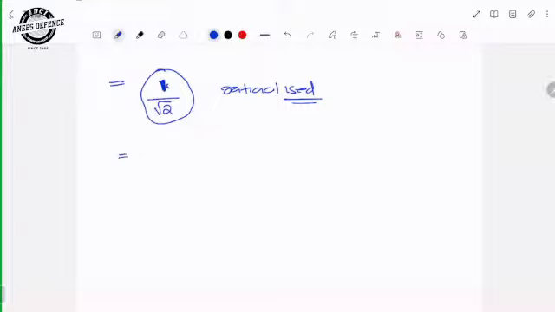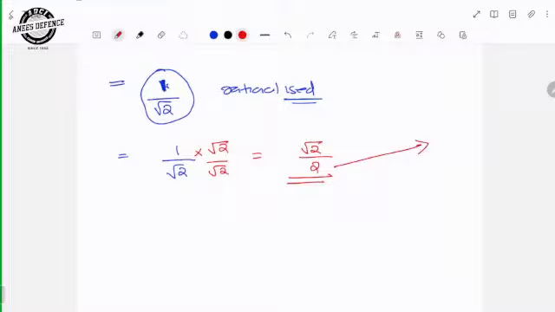What we have to do? Take the conjugate and multiply in the numerator and denominator. So take root 2 and multiply on both numerator and denominator. So here the denominator part is converted into a rational value, but the total complete value remains irrational.